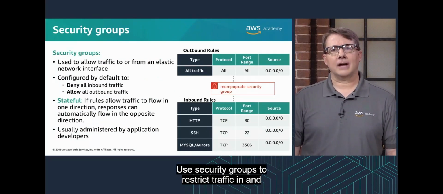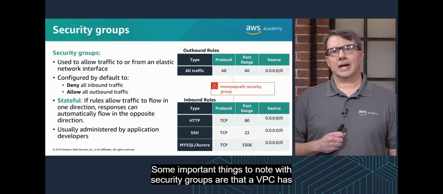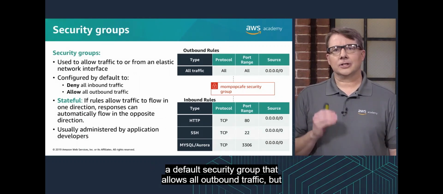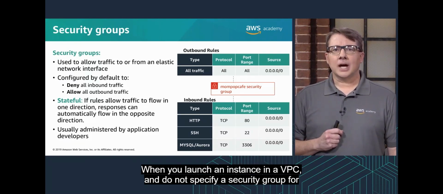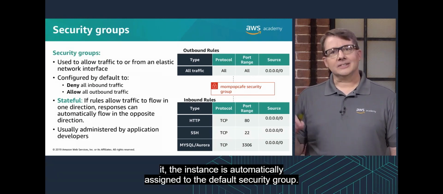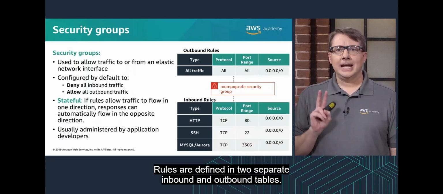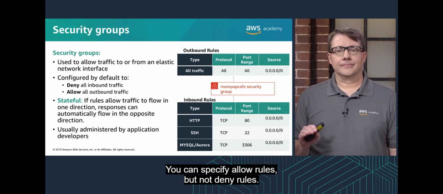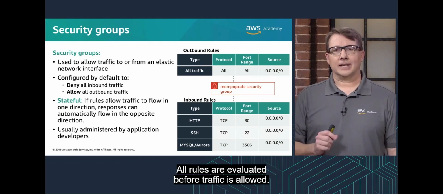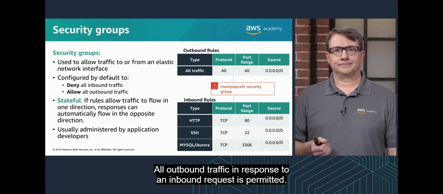Use security groups to restrict traffic in and out of the associated network interfaces. Some important things to note with security groups are that a VPC has a default security group that allows all outbound traffic, but denies all inbound traffic. When you launch an instance in a VPC and do not specify a security group for it, the instance is automatically assigned to the default security group. Rules are defined in two separate inbound and outbound tables. You can specify allow rules, but not deny rules. All rules are evaluated before traffic is allowed. All outbound traffic in response to an inbound request is permitted.